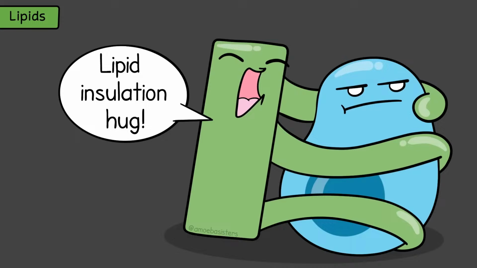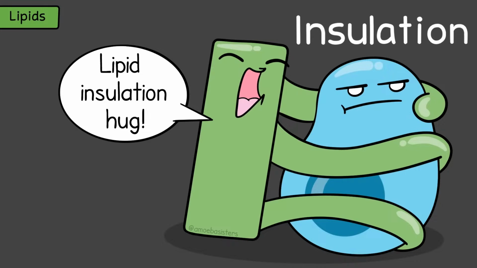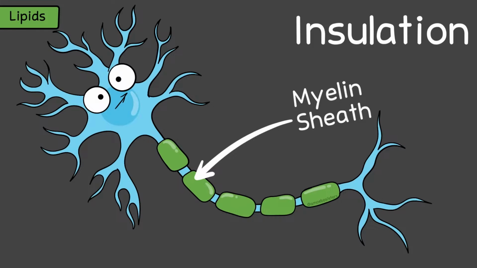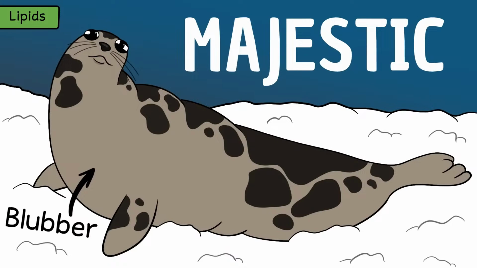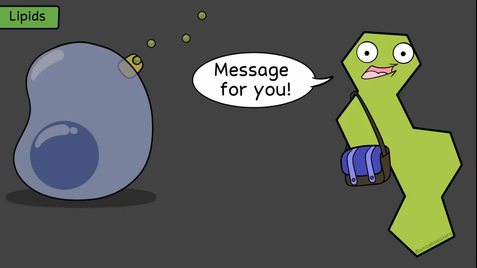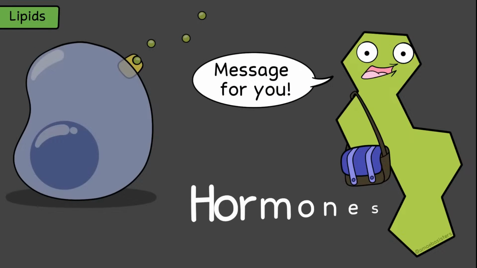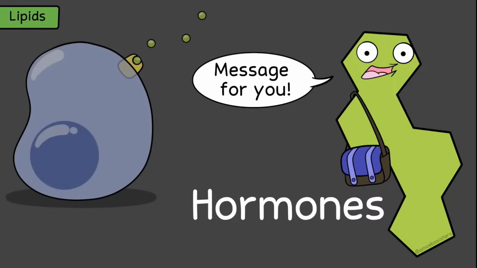Lipids are also very important for different types of insulation. The insulation may involve helping a cell carry an electrical impulse. For example, this myelin sheath made of lipids can be found on many neurons. Or the insulation may involve temperature regulation, so thermal insulation. For example, the blubber on this adult harp seal is made of lipids, helping it conserve heat. Another cool function about lipids: many lipids act as hormones, which are chemical messengers for many different processes.